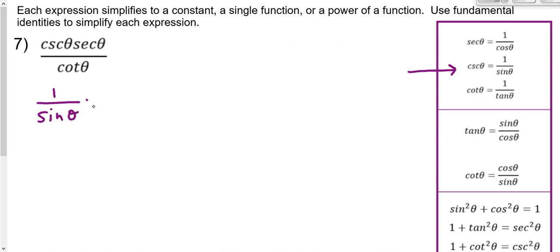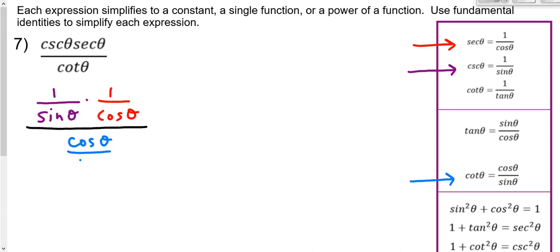Let's replace secant theta with 1 over cosine theta. And let's replace cotangent theta with cosine theta over sine theta. Okay, now let's see what we can do with this. So let's change the numerator to a single fraction, 1 over sine theta cosine theta.